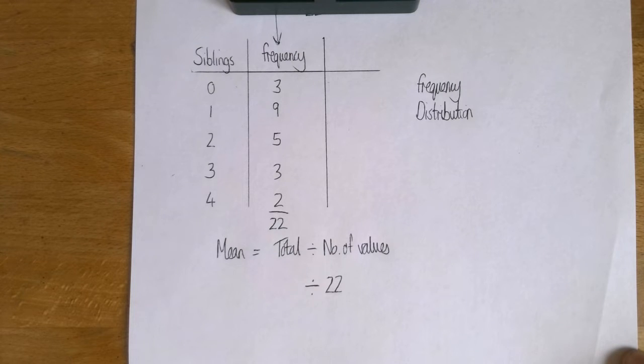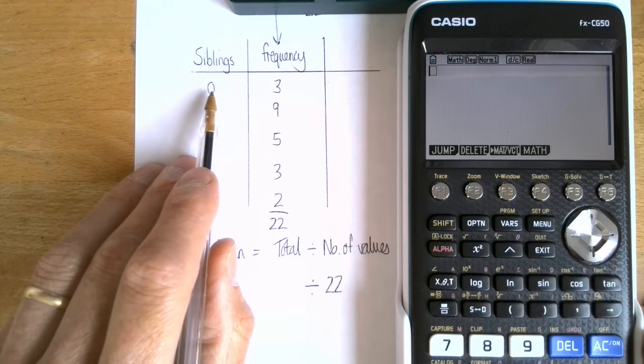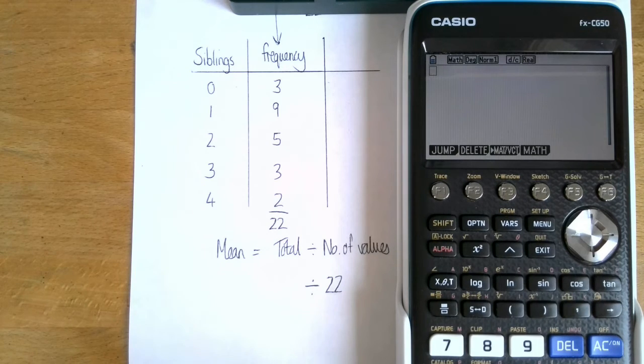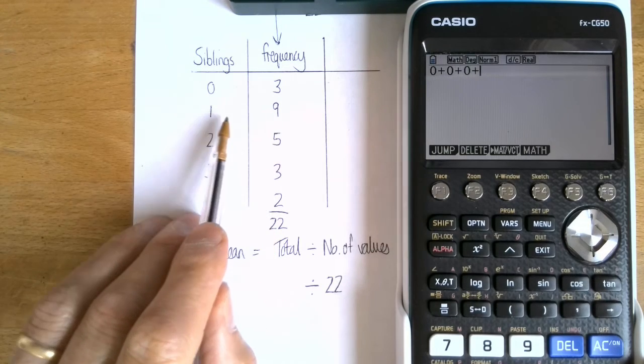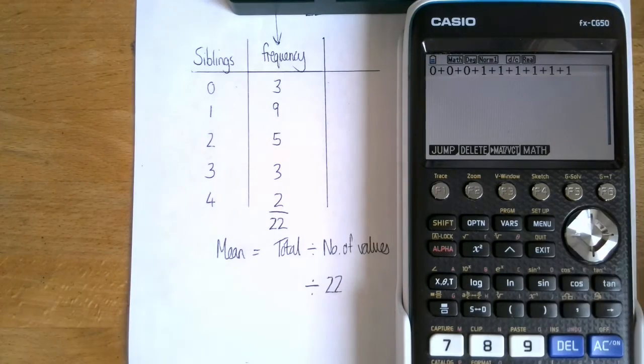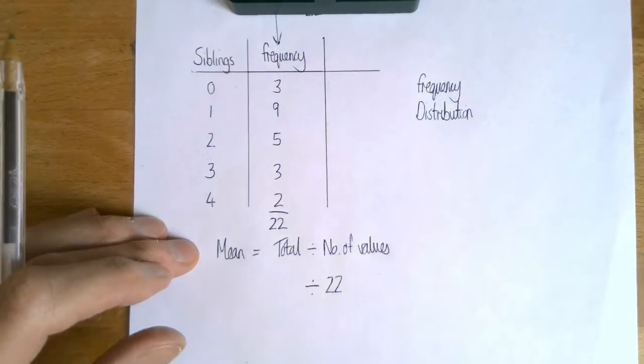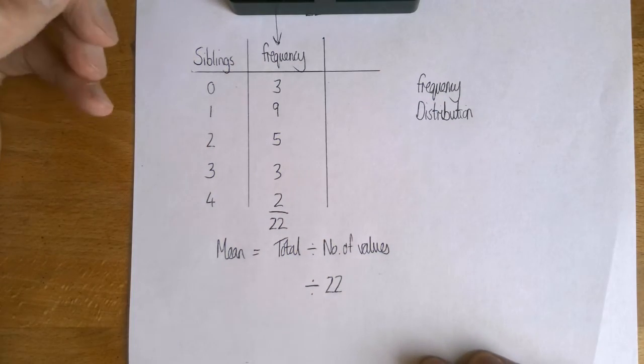What I don't know is what all the number of brothers and sisters add up to. So I'm still going to have to get my calculator. And here we go. So I've got 3 people with no brothers and sisters. So 0 plus 0 plus 0. I've got 9 people with 1 brother or sister. 1 plus 1 plus 1 plus 1 plus 1 plus 1. I hope at this point you are screaming at the screen, don't be a doofus, there's a much quicker way of doing it. And of course there is, isn't there? Because I can easily add up all the brothers and sisters using multiplication.